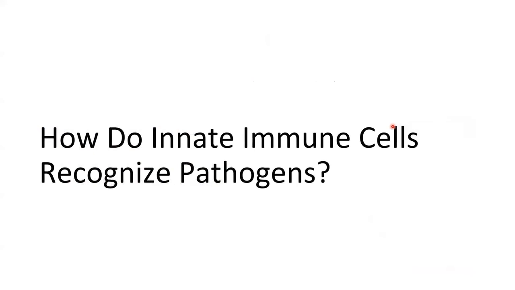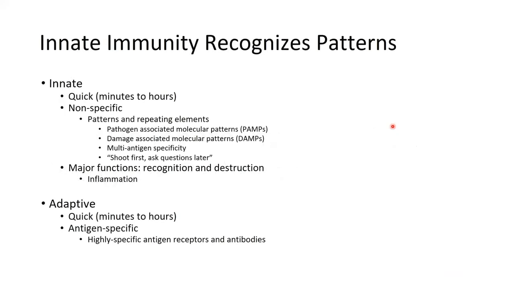Okay. And then finally, let's talk about how innate immune cells recognize pathogens. Innate immunity recognizes broad patterns. Innate immune cells act quickly, and they act non-specifically, which means they recognize broad categories of patterns as opposed to specific antigens the way the adaptive immune system does. These patterns involve things like pathogen-associated molecular patterns, or PAMPs for short, and damage-associated molecular patterns, or DAMPs.